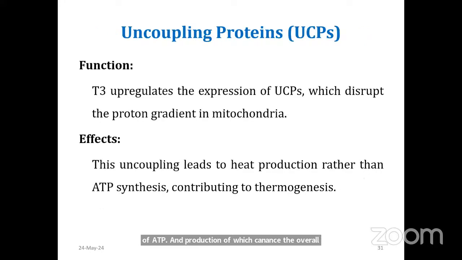Next, T3 upregulates the expression of uncoupling protein, which disrupts the proton gradient in mitochondria. This results in heat production rather than ATP synthesis, contributing to thermogenesis. So here, when uncoupling proteins are mainly attached with T3, they do not produce ATP, but they contribute to heat production. Next.